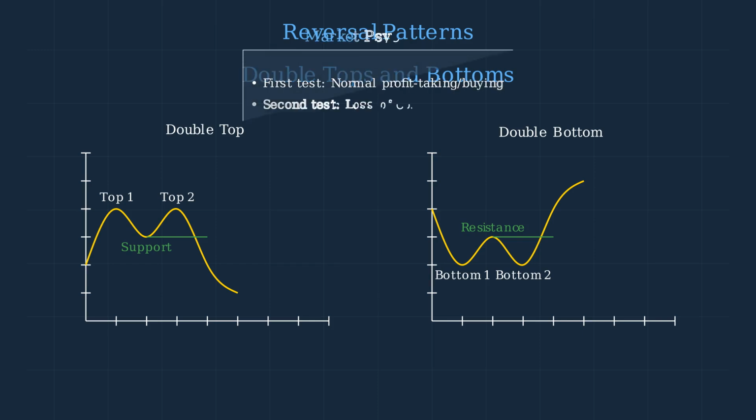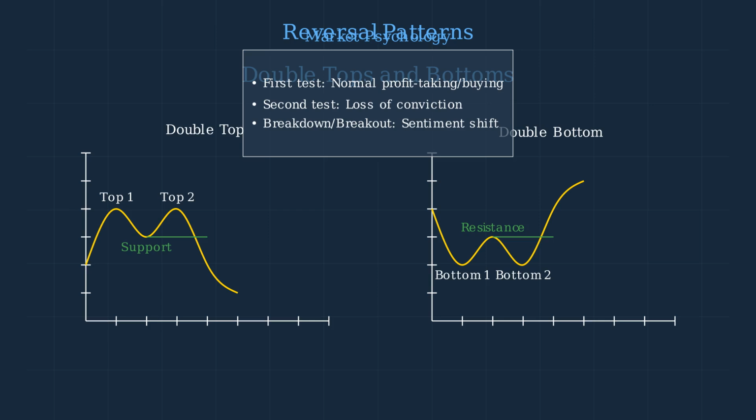The psychology behind these patterns reveals how market sentiment shifts. The first test of a level may be viewed as normal profit-taking or dip buying. But when price returns to test the same level again and fails to break through, it shows a loss of conviction in the prevailing trend. When price finally breaks the support level in a double top or the resistance level in a double bottom, it confirms the reversal pattern.